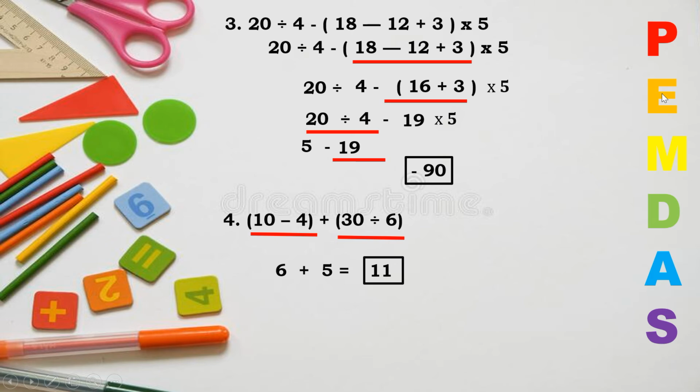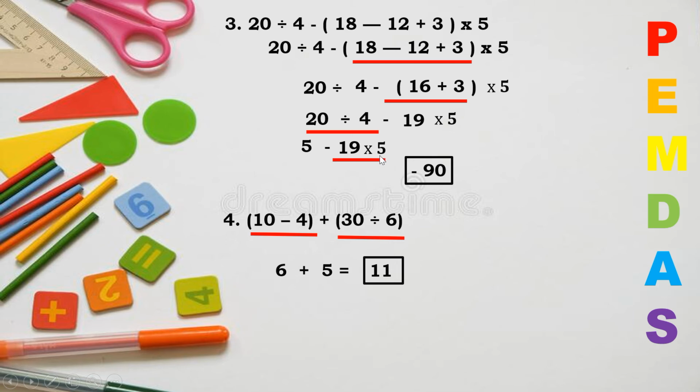Of course, PMDAS pa rin. Wala nang parenthesis. May division ba? Yes, meron. So 20 divided by 4 is equal to 5. Okay? Then copy minus 19 times 5. Ayan. So may sagot na tayo. Tignan natin bakit negative 90 ang sagot.